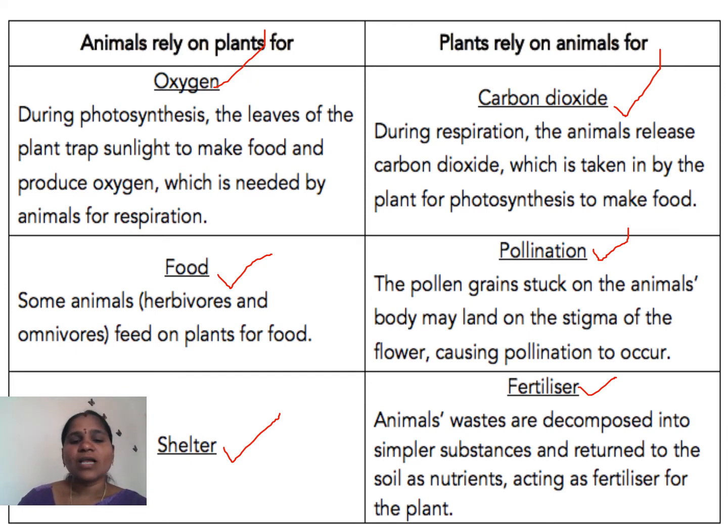Next, coming to shelter. How do animals rely on plants for shelter? We know the population is increasing in our country. If it is increasing, what will happen? Human needs will also increase. For those needs, what are humans doing? They are cutting down trees and constructing different houses, and that wood is used for furniture. Suppose we had to build one house, even take one hut.